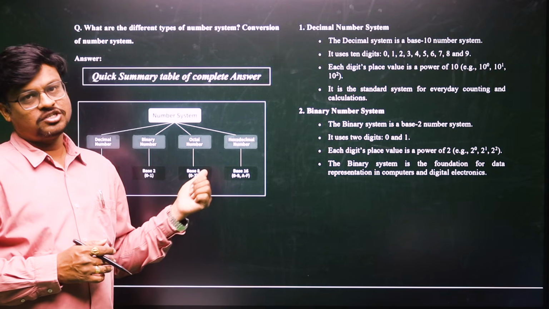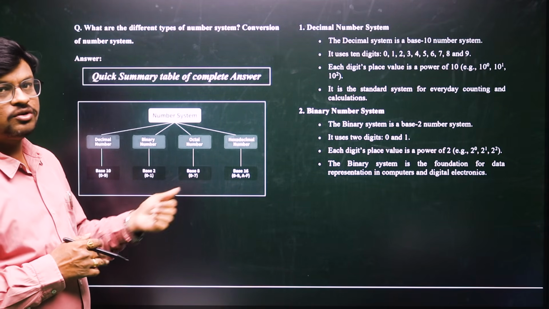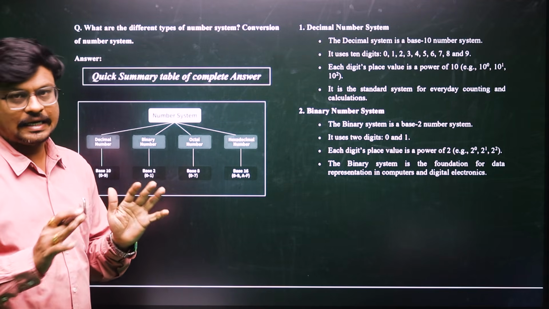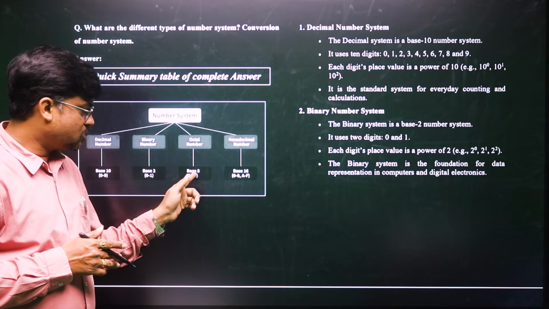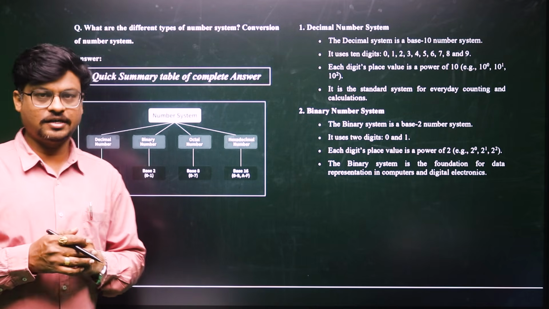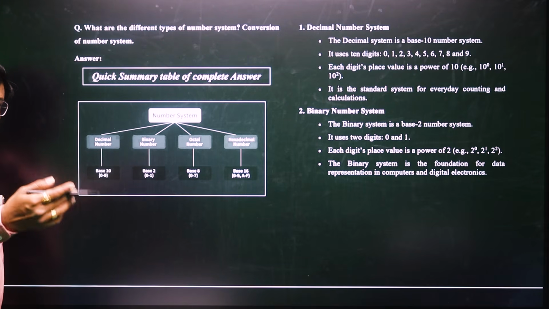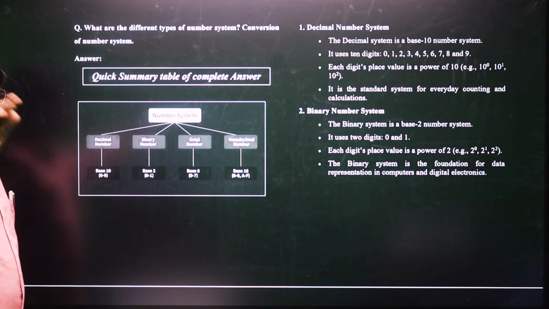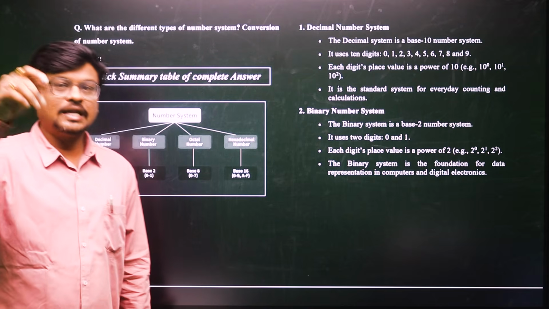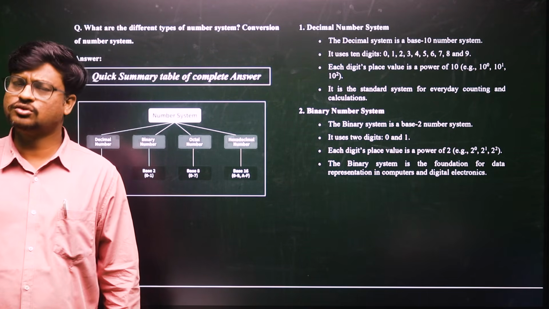The next representation is octal numbers. In octal numbers, you have numbers only from 0 to 7. We don't have 8 and 9. We have numbers only from 0 to 7, that is to the base of 8. So in the decimal numbers, I represent numbers as 0, 1, 2, 3, 4, 5, 6, 7, 8, 9, 10, 11, 12, 13, 14, like this, so on.